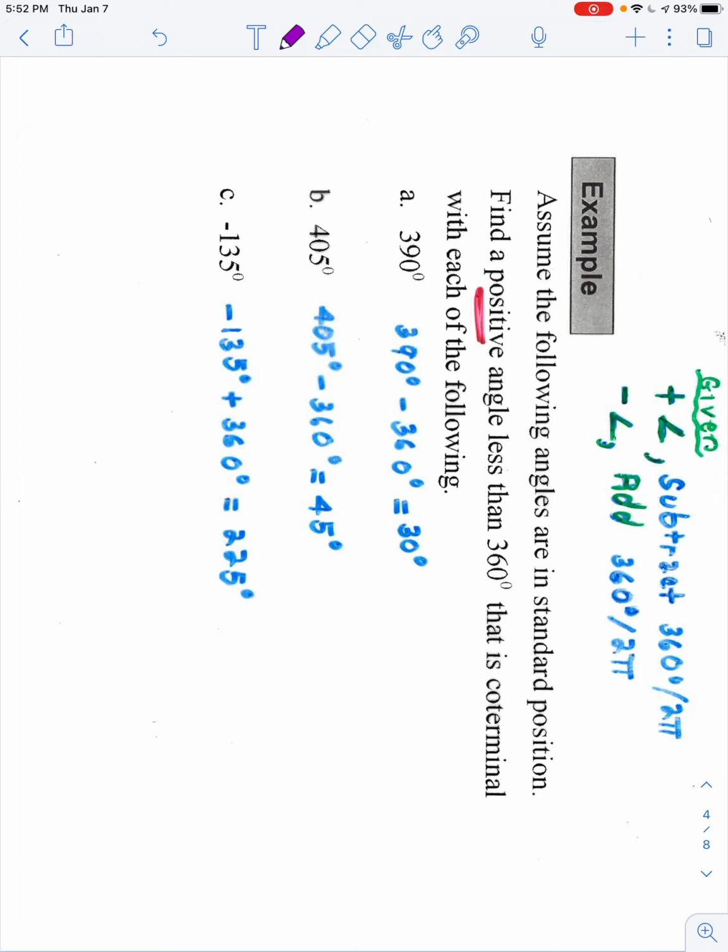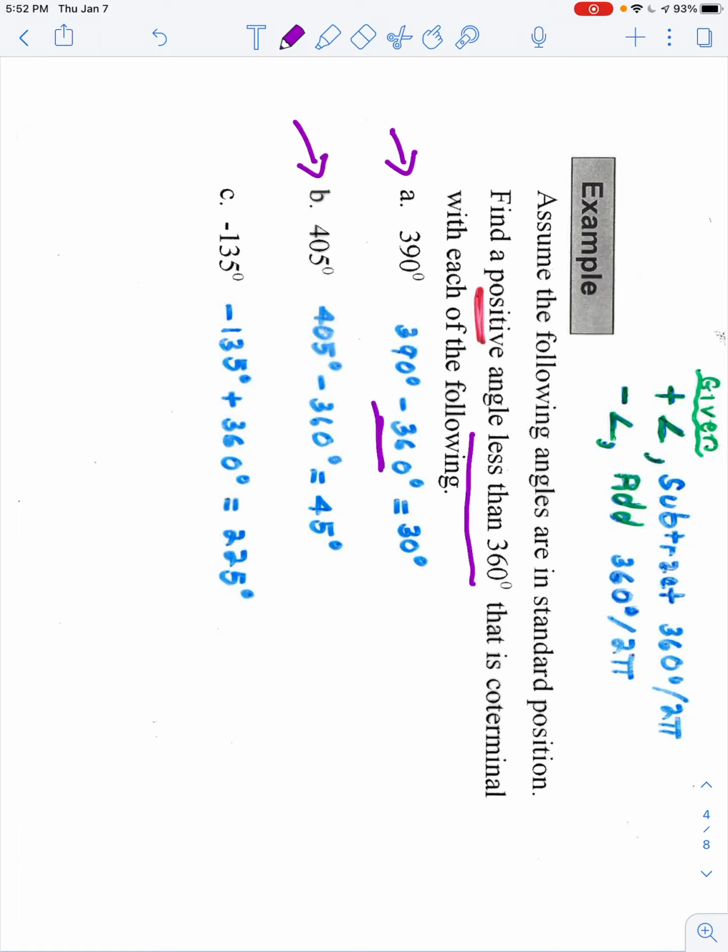So in this next slide, it says find a positive angle less than 360, so within one revolution, that is coterminal with the given angle. So in A, they gave you 390. Since it's more than one revolution, we subtract 360, and 30 would be coterminal.